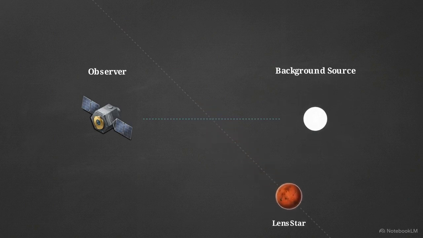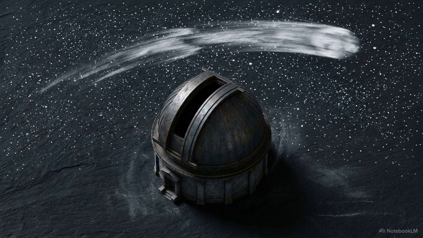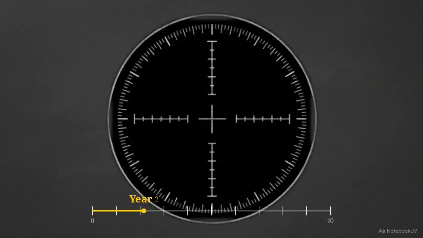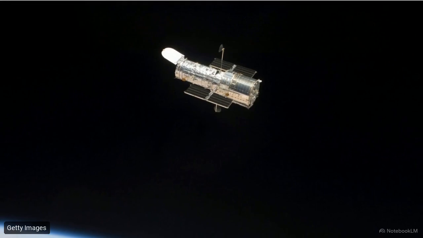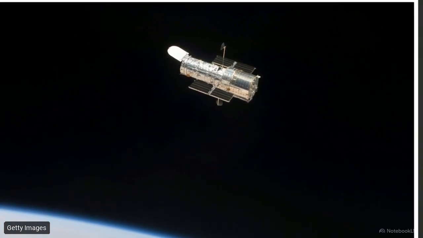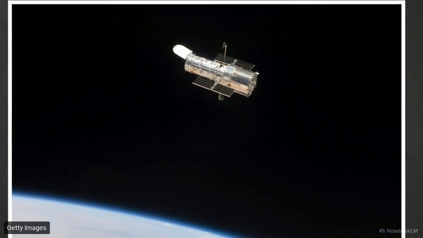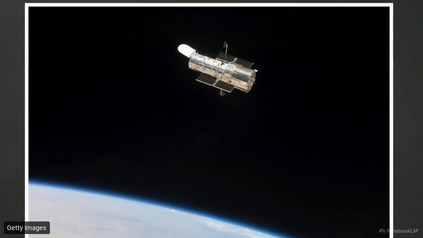The only solution is patience. Researchers must wait years for the foreground lens star and the background source star to drift physically far enough apart in the sky to be observed independently. To verify the mass of a planet discovered in 2003, researchers utilized the Hubble Space Telescope to execute a follow-up observation of the host star.